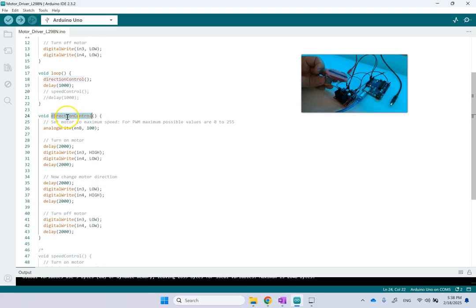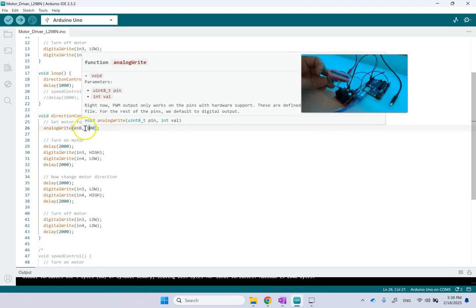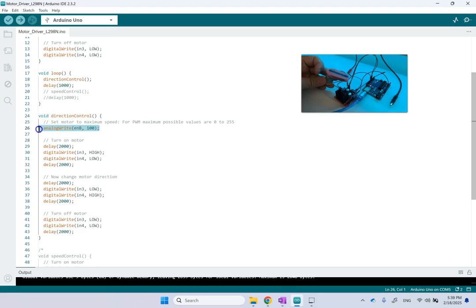So in the direction control custom function, first you say that writes a high number to analog write. Now, any number between 0 to 255 can be written on it. If you go 255, that is going to go as fast as it can in either forward or backward direction. Okay, and if you go 100, that is going to go a little bit slower. Okay, so here I'm going to go with some medium low speed so we can see that.